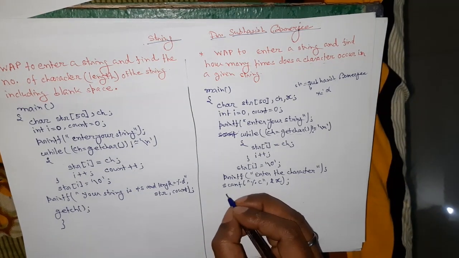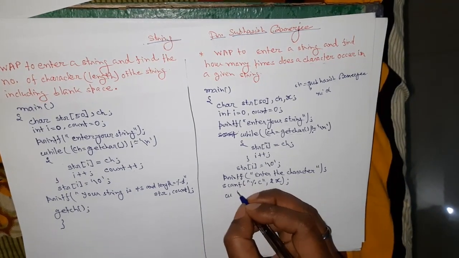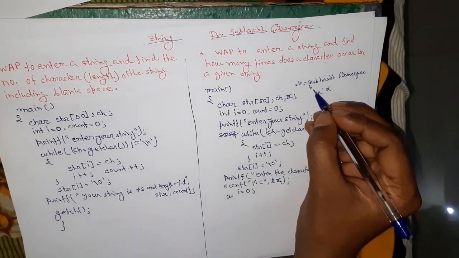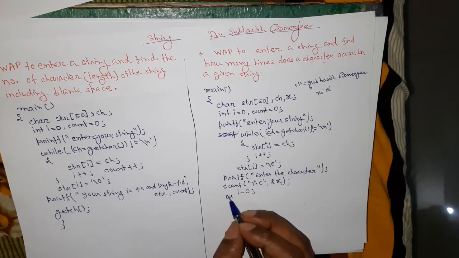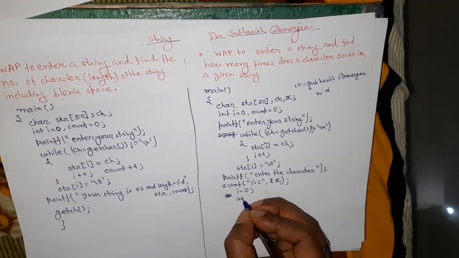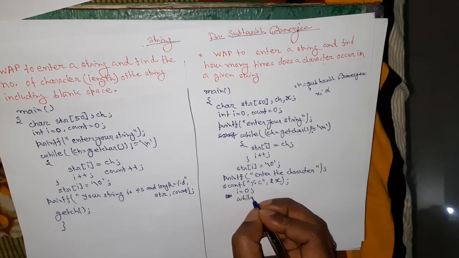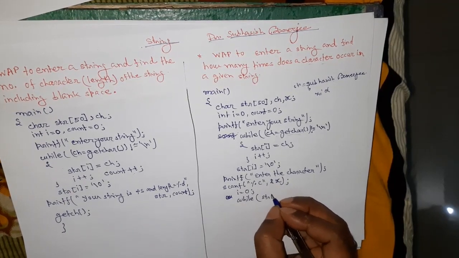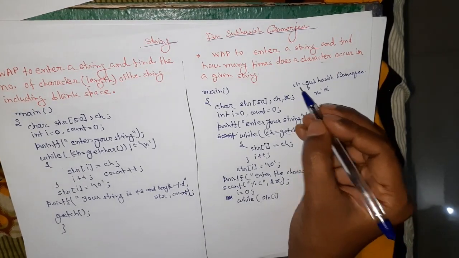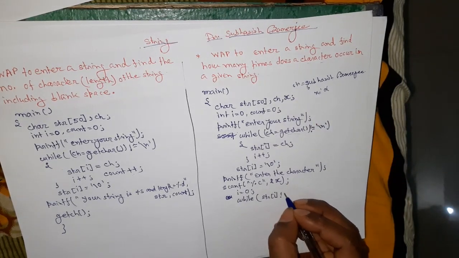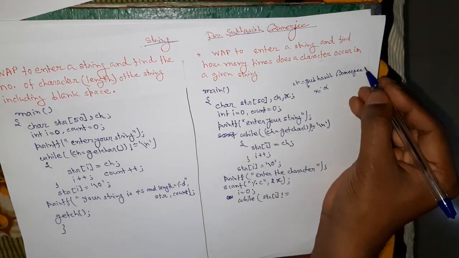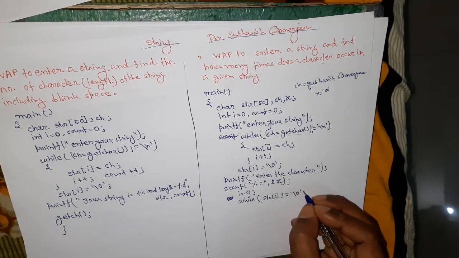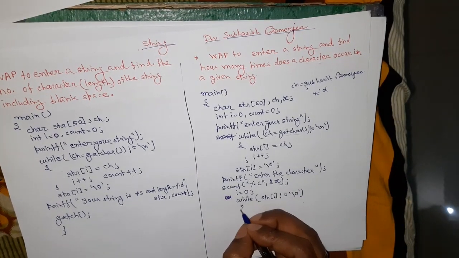So here we initialize i equals 0, because we have to start from 0 only. Then we continue while str[i], because the name of the string is str, is not equal to the end of the string. How can we specify that end of the string? Because at the end it contains the null character. Till then we'll continue.